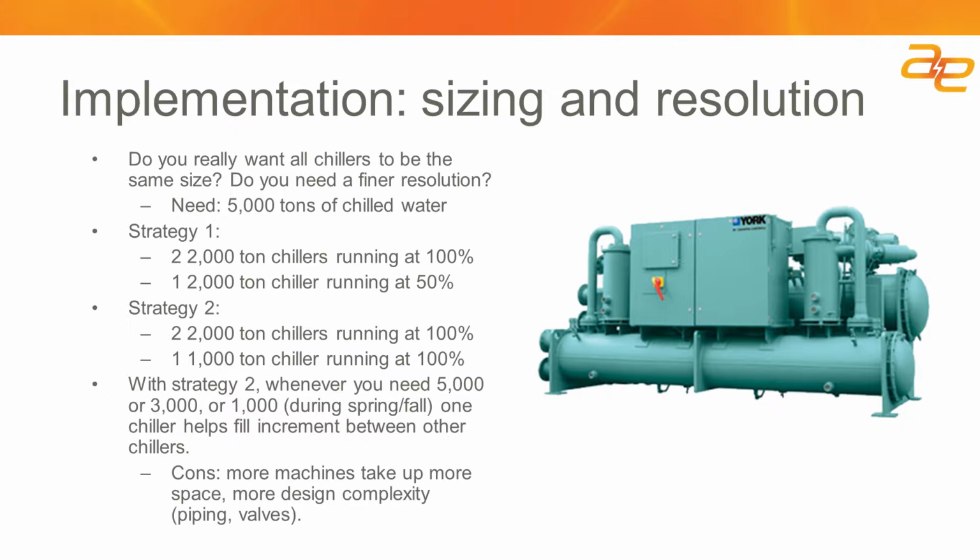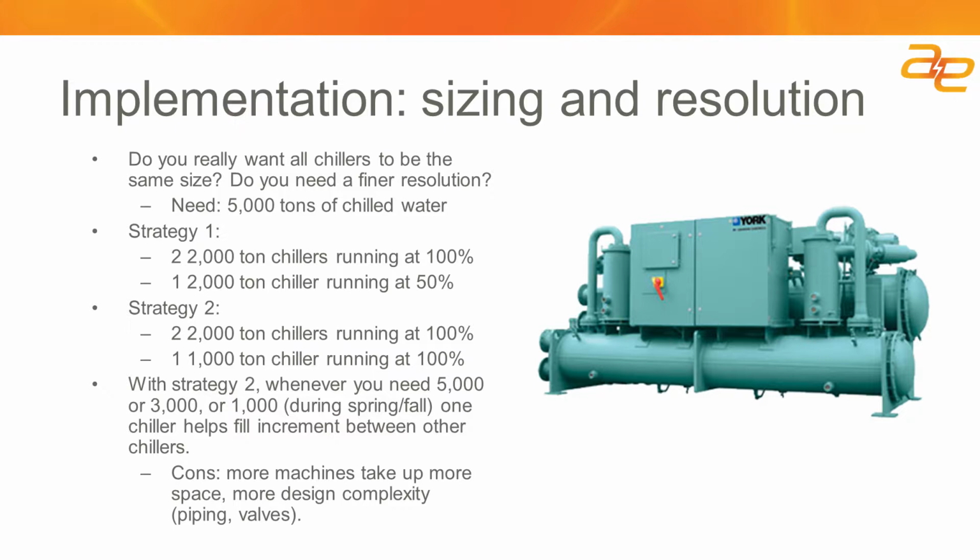Perhaps the second strategy would be to install two 2,000-ton chillers and one 1,000-ton chiller, which would ideally allow you to address the current needs for your 5,000 tons of chilled water. However, in the future, it may not allow you to expand without adding another machine. The other thing would be that anything less than 5,000, you are going to run at partial load.